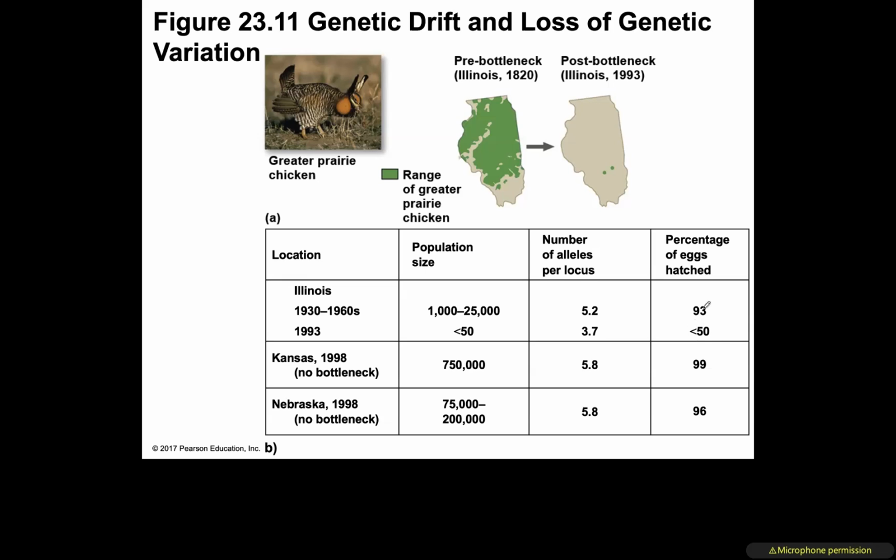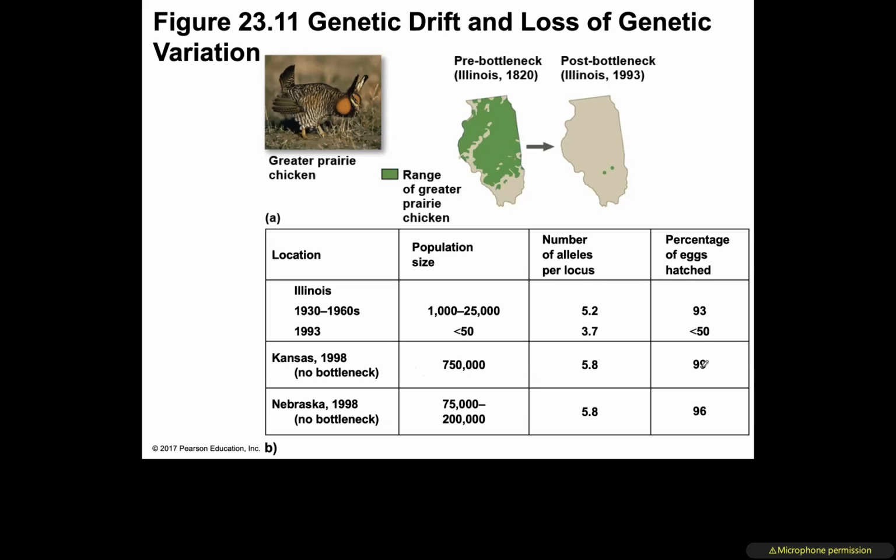So versus the generations in the 1930s to 60s. We want to compare it to Kansas in 1998. Kansas did not have a bottlenecking effect, and they had 750,000 prairie chickens, 5.8 alleles, and 99 eggs hatched during that year.